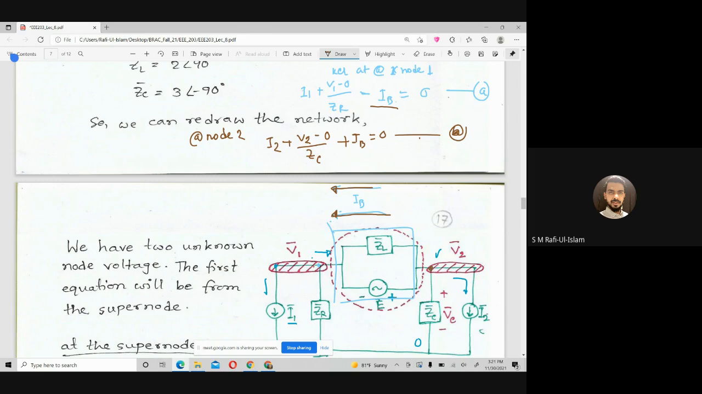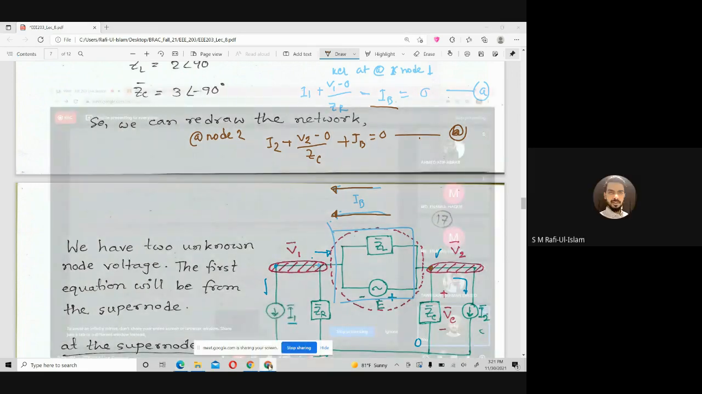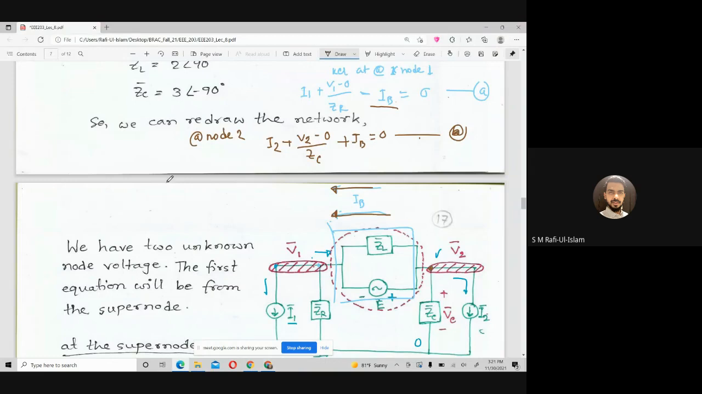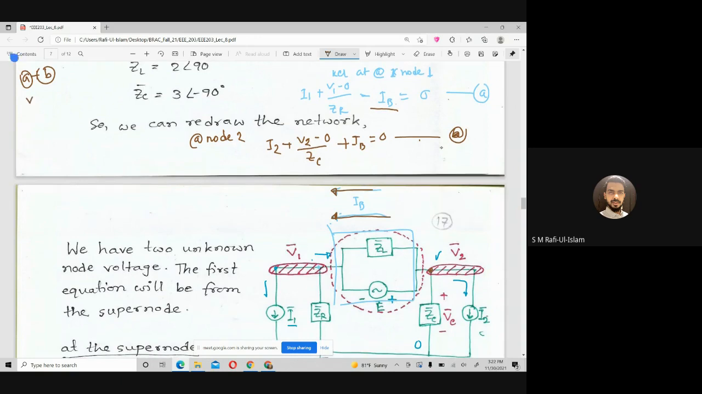Now, how about the other students? Are they trying to understand also? Yes, sir. So if I have two equations and I add up these two equations, what will I get? Can anybody help me? V1 divided by ZR plus I1 plus V2 divided by ZC plus I2, that equals 0, right? Because plus IB and minus IB will cancel out, right?